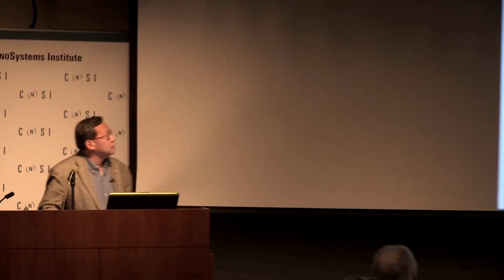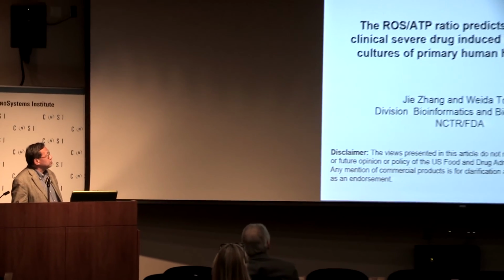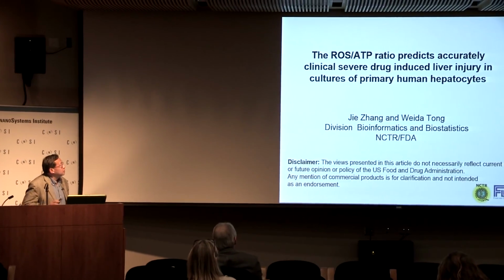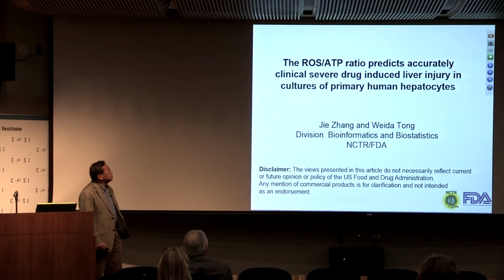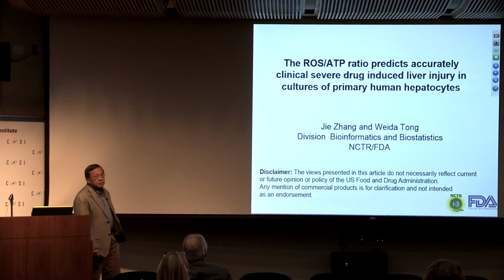Thank you, Rob, for inviting me here to give the results we got from the LTKB in vitro prediction model. My title for my talk is: ROS/ATP ratio predicts accurate clinical severe drug-induced liver injury in cultures of primary human hepatocytes.